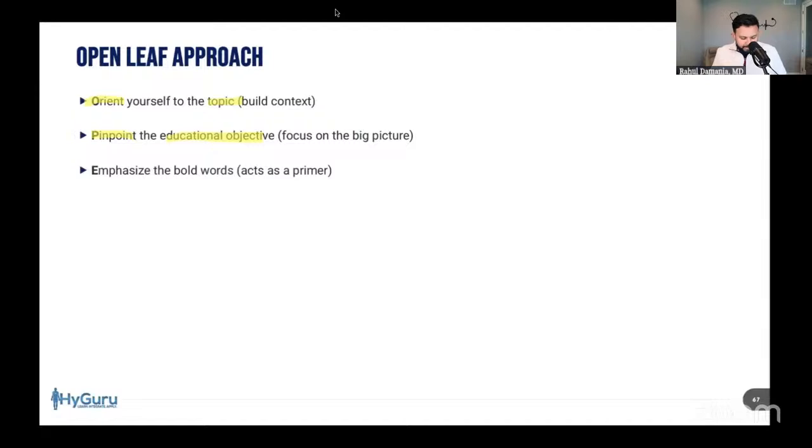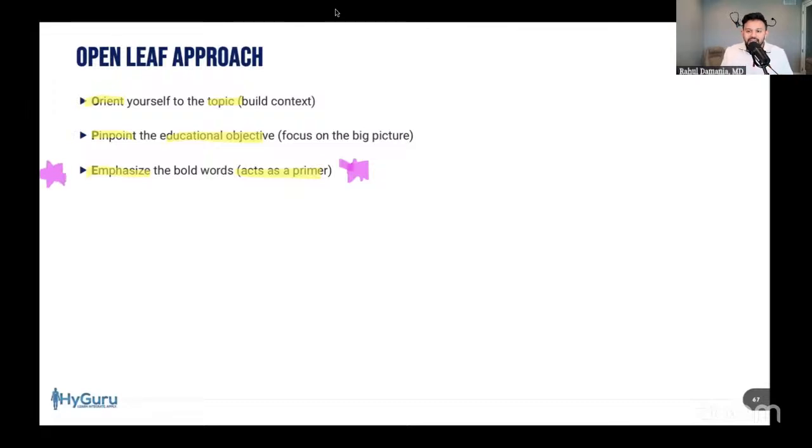E, emphasize. Emphasize the bold words. It acts as a primer. When you are going to be reading a textbook, what are you going to start with? The headings of the textbook, right? You're not going to just start with, okay, page 1. You should first look, okay, these are the bold words that they want me to know. Emphasize the bold words because they act as a primer. This is one of the most important steps. I'm going to put a star right here, focusing on those bold words.